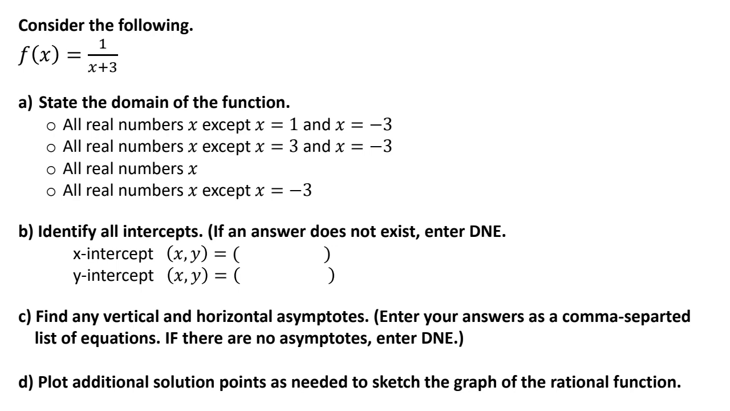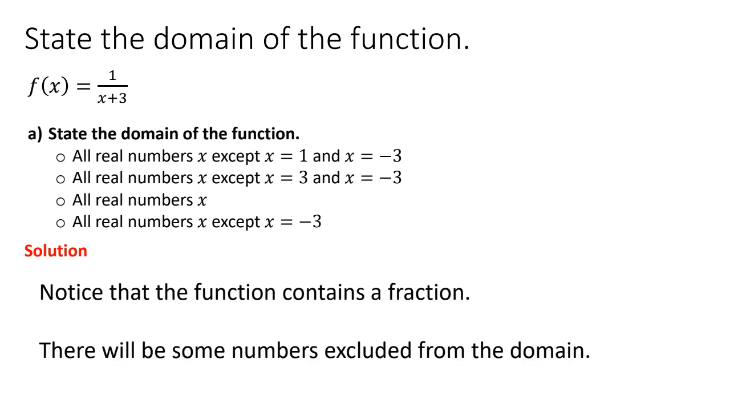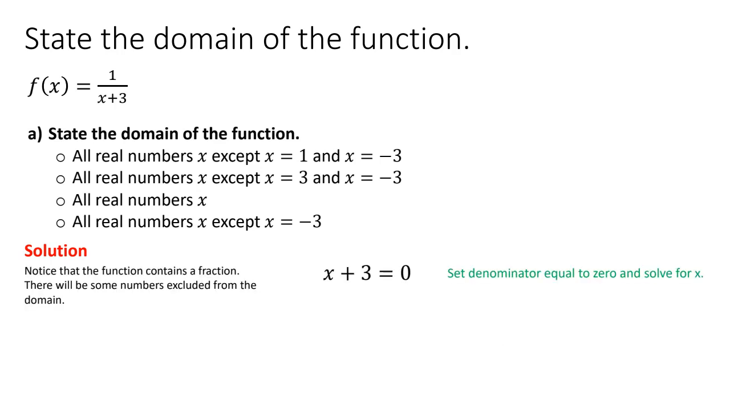So for A, if we're given this function f of x is equal to 1 over x plus 3, and we need to state the domain, if we don't see it right away, what we can do is always set our denominator equal to 0, right? The x plus 3 equals 0. And if we do that, we see that, here we go. I'm catching up to the slides.